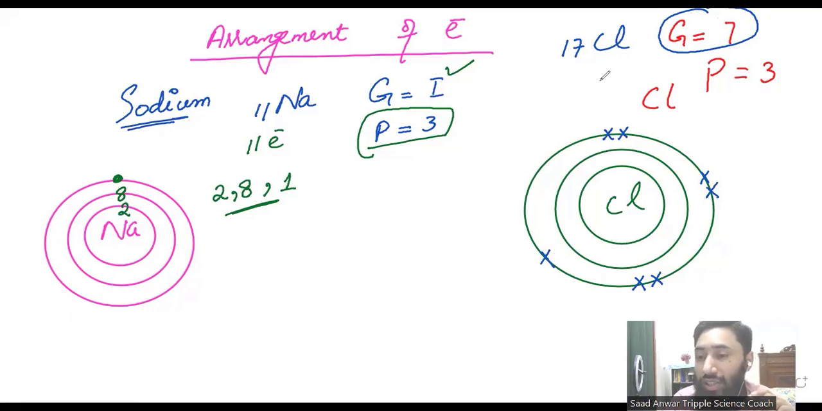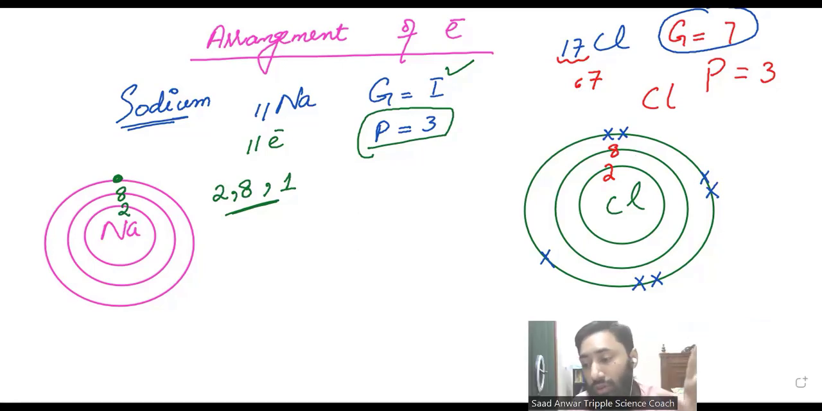So total electrons are 17, and from these 17 electrons, I have kept 7 in the outermost shell. So remaining electrons are 10. In the first shell, we can put 2 electrons. In the second shell, we can put 8 electrons. So this is the arrangement of our chlorine. Now just one more example, then we jump to the next topic.